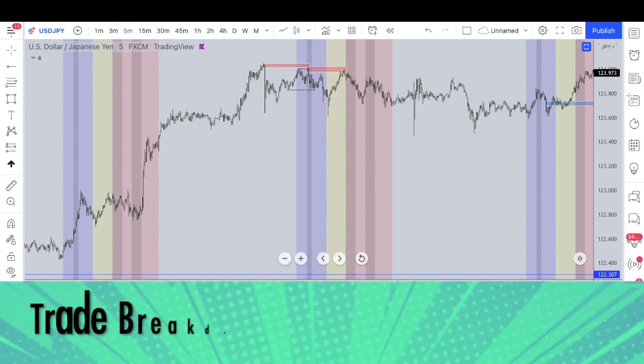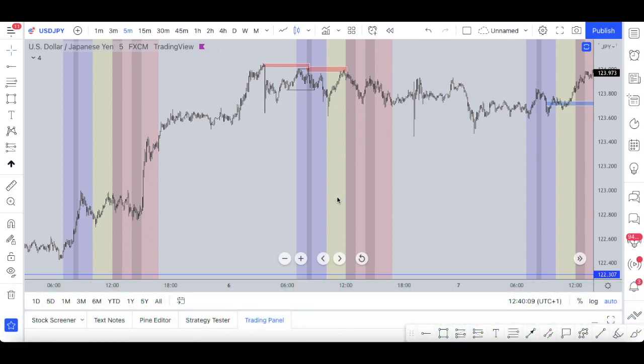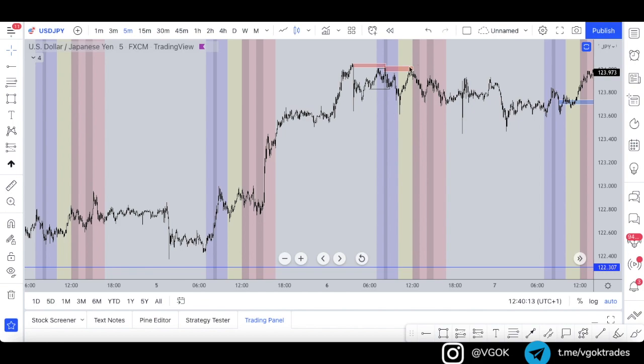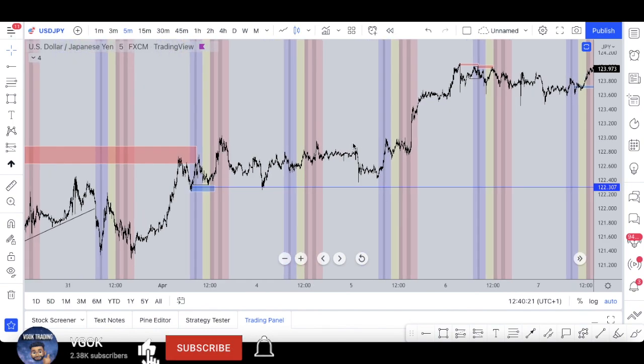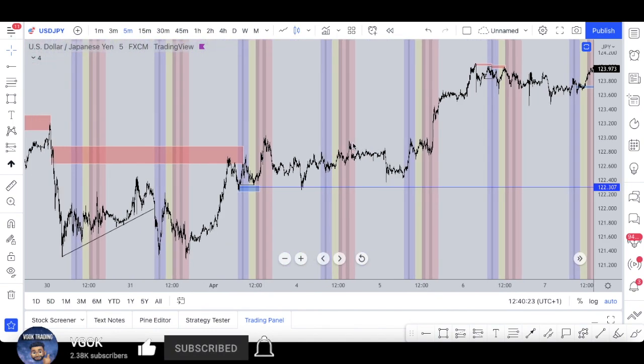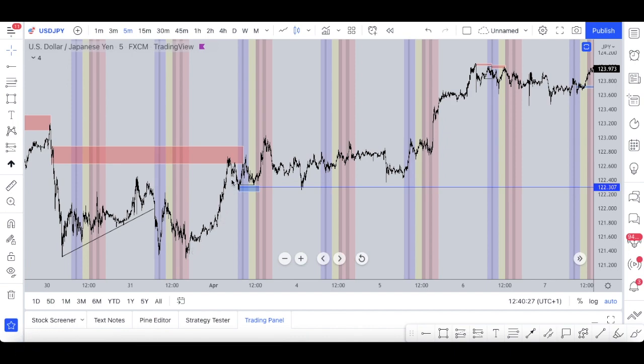So jumping into the actual TradingView charts for the full breakdown. Before we have a look at the actual day of execution and the trade that I managed to take, the day of the trade was this day right here, but I just want to have a look at the previous couple days of price action to see what had happened on US dollar JPY.